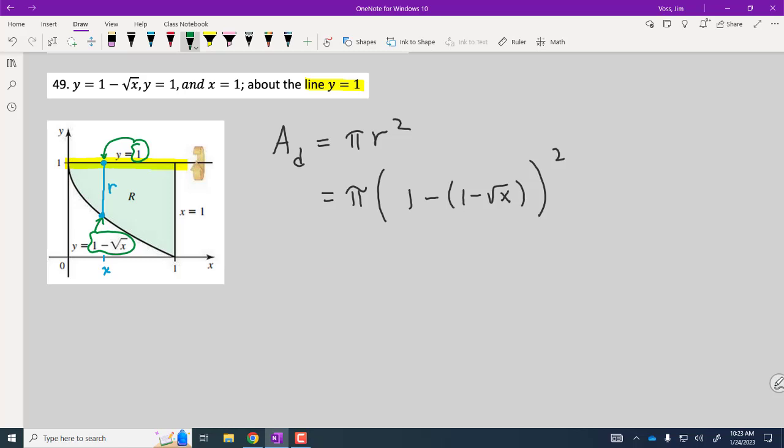All right, so then we simplify this area function a bit. We're going to distribute the minus. 1 minus 1 cancels. The minus makes that a positive, so we end up with just pi x when we square it. So that is the area of the disk at x.